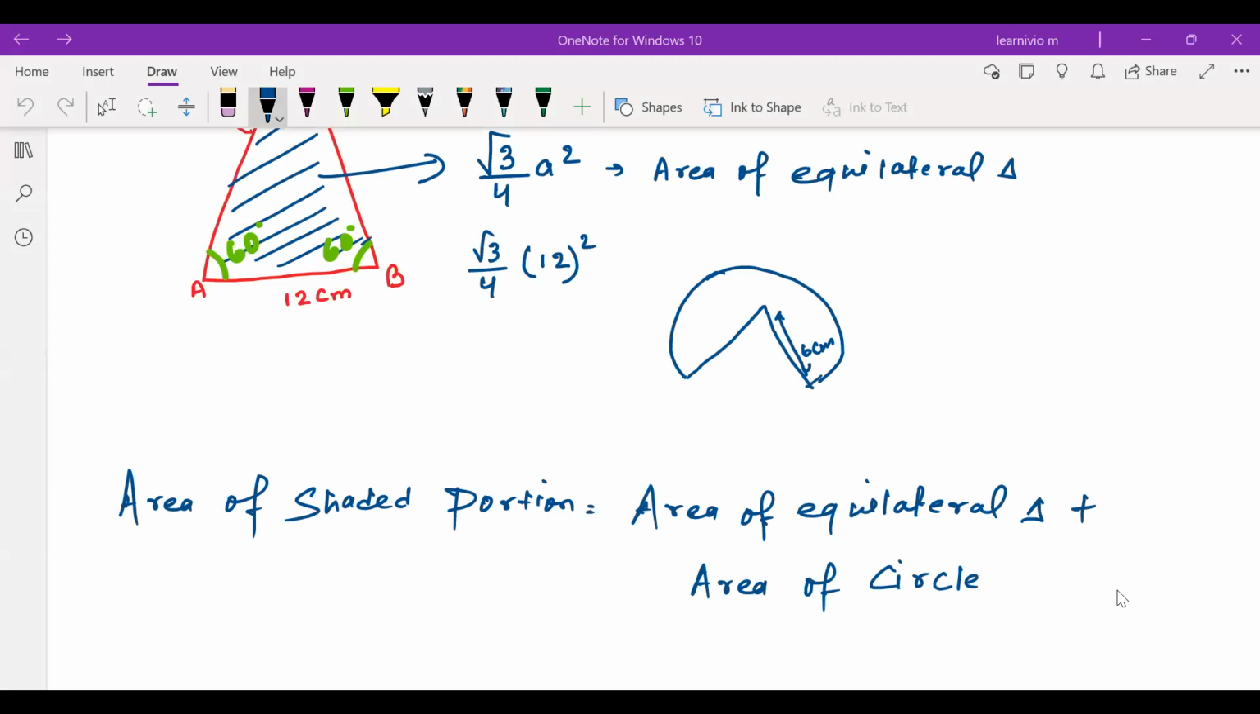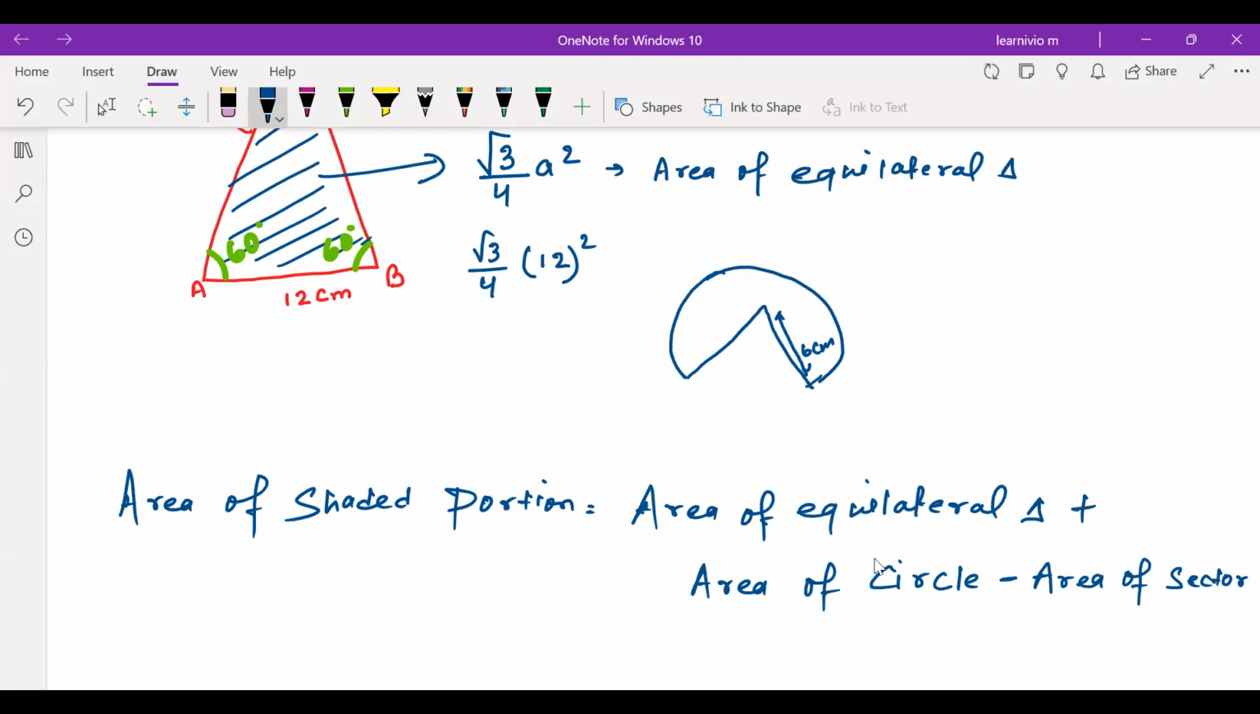So yeah, I told you that the area of the shaded portion will be the area of the equilateral triangle plus the area of the circle minus the sector. Is it okay? Have you understood the concept, both of you, Jasleen and Madiha? Yes, ma'am. Okay, let's move to the next one.